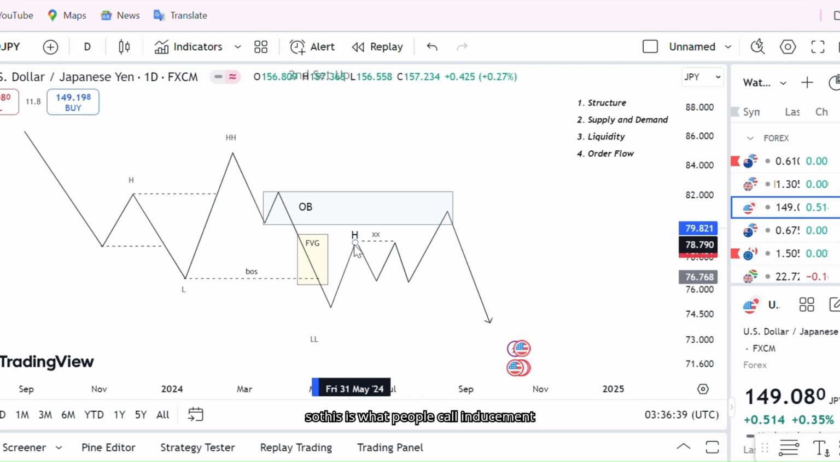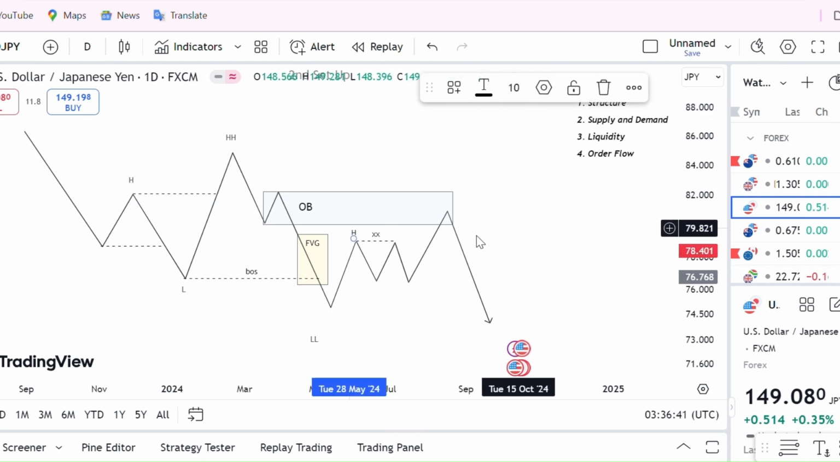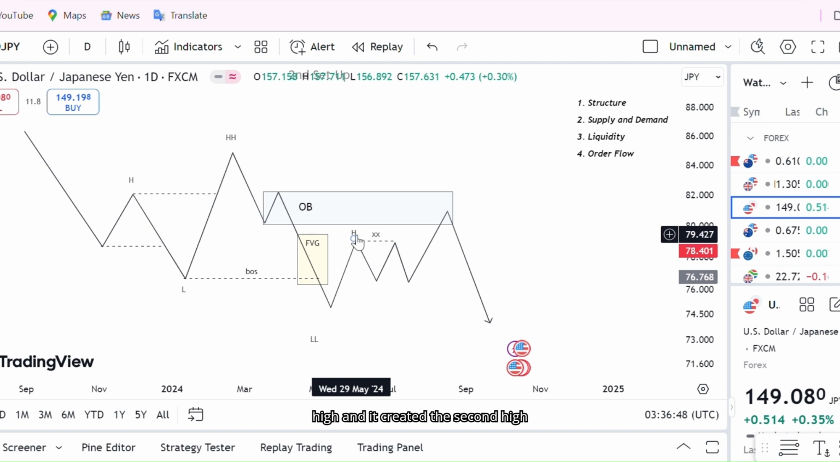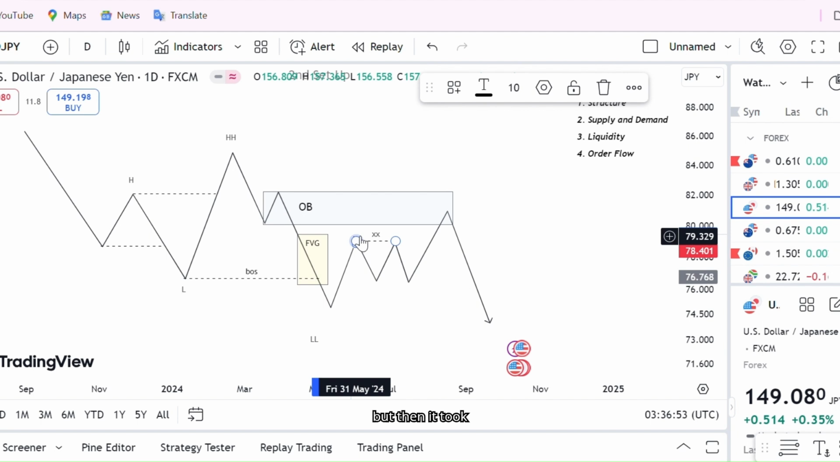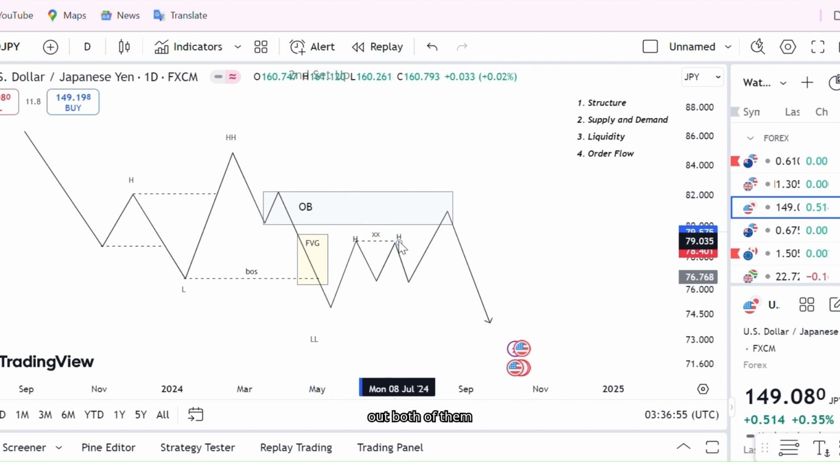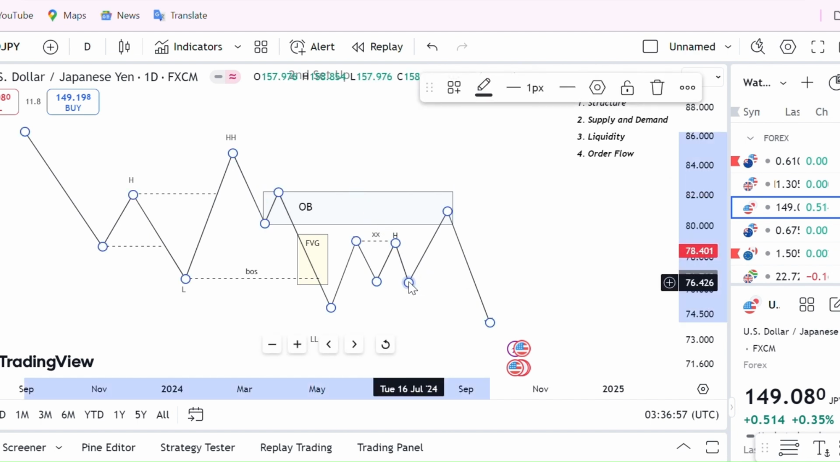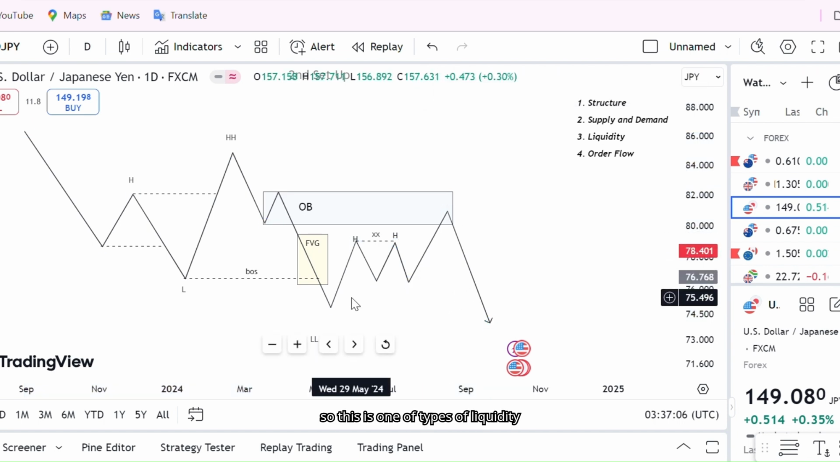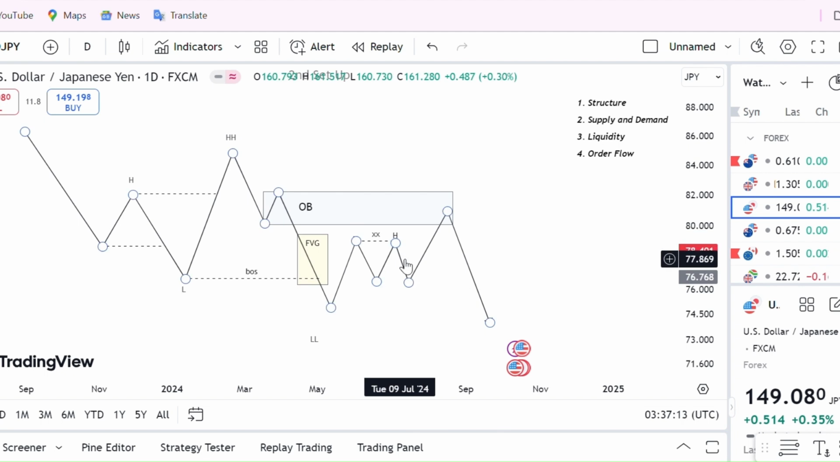So this is what people call inducement, right? So the market created a high and it created the second high, but then it took out both of them. So this is one of the types of liquidity we have on the market, right? So after forming these two highs we take them out.